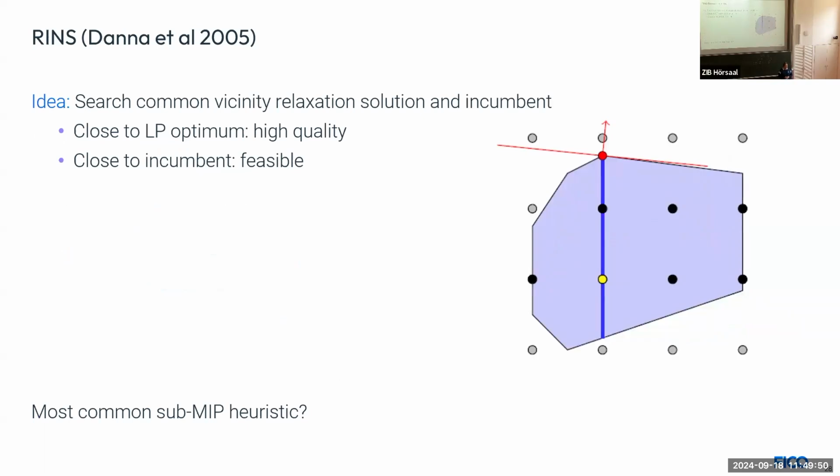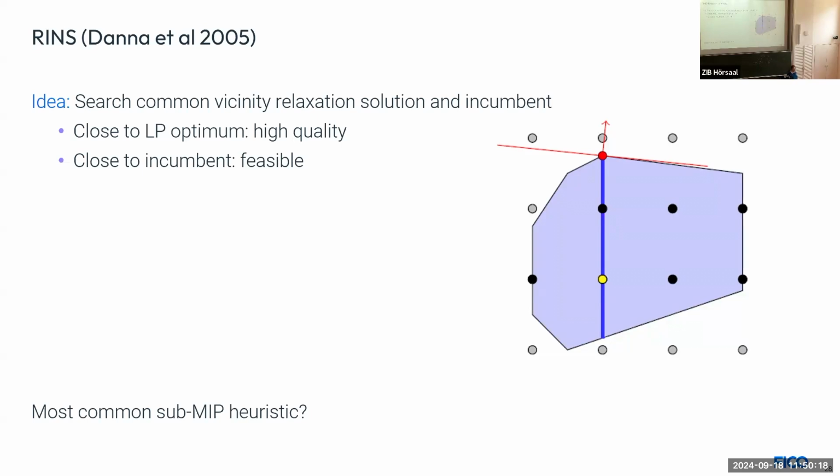A different take on this is the RINS algorithm. It does not take one reference point, but, hold your breath, two: namely, the LP optimum again, and some integer solution that you found previously. And you fix all the variables that these two points have in common.